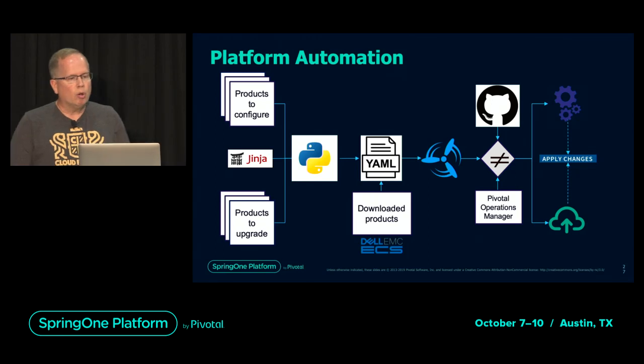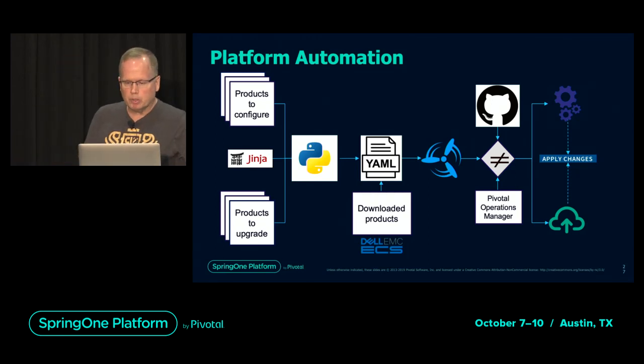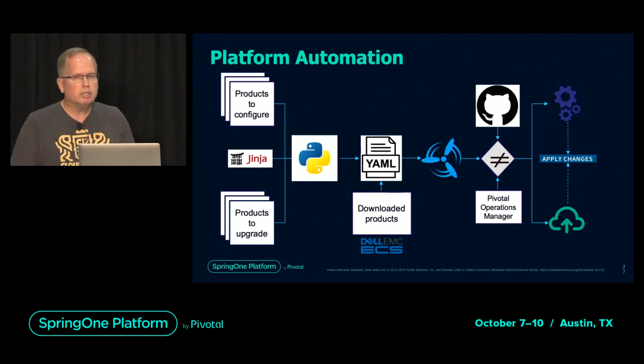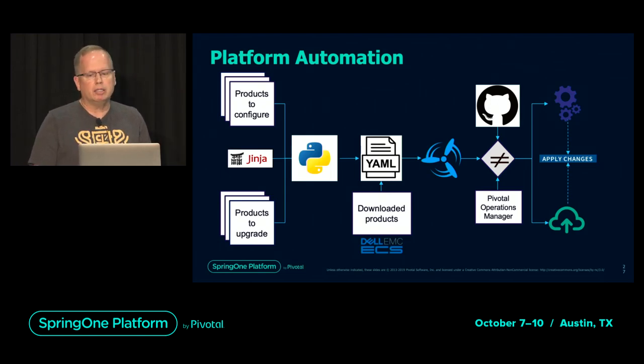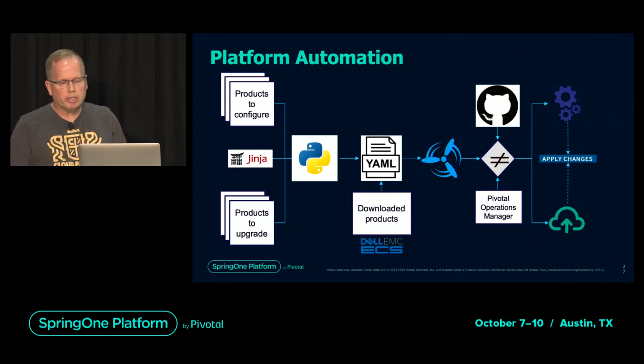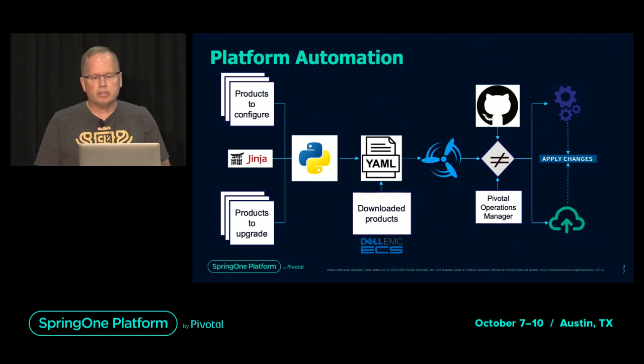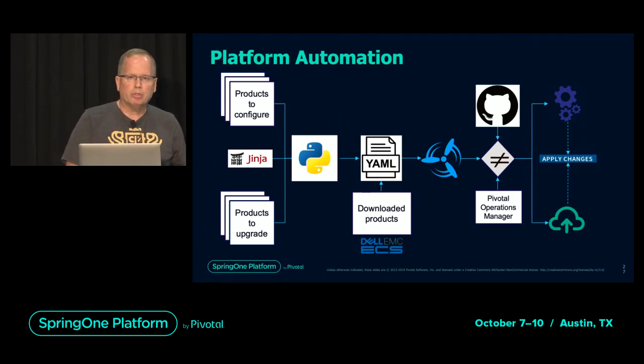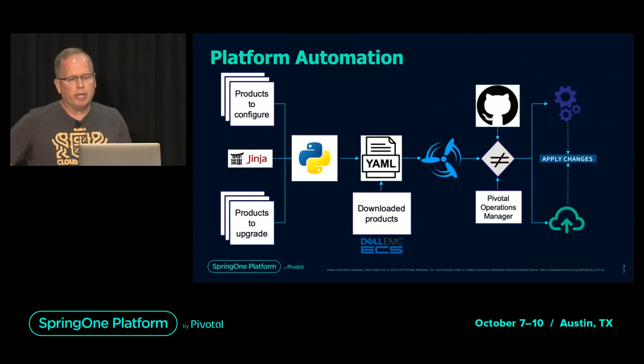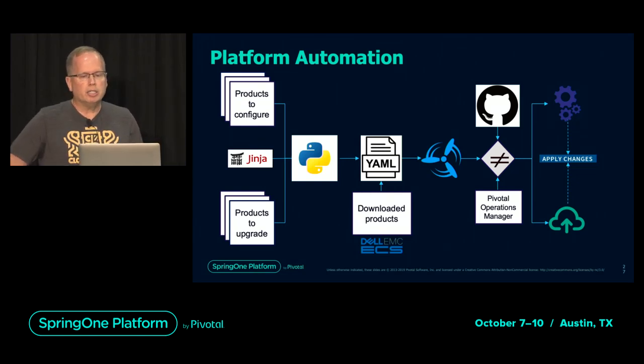I'd just like to give you an overview of the pipeline and its design. We wrote a Python script that's used to generate and fly the platform automation pipeline. It takes Jinja2 templates and product configuration files and product version files as input, and it produces a single pipeline YAML file and flies it into Concourse.